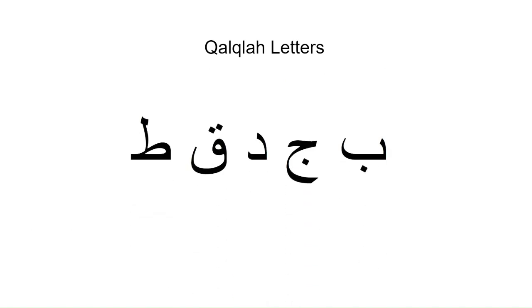Then we have the qalqala letters. These are the letters that, when they have a sukoon on them, you have to bounce or echo the sound a little bit. Those are called the qalqala letters, and you can remember these by jad qutub or qutub jad, and they are Qaf, Ta, Ba, Jim, Dal. That's a quick memorization technique for you. Jad Qutub or Qutub Jad for the Qalqala letters.